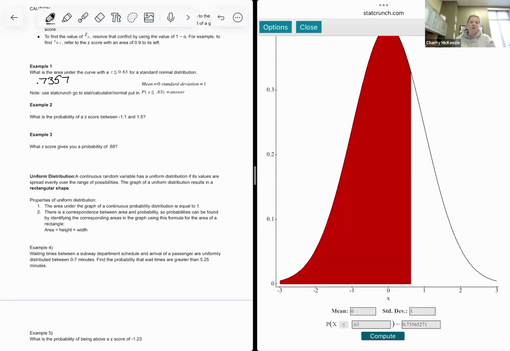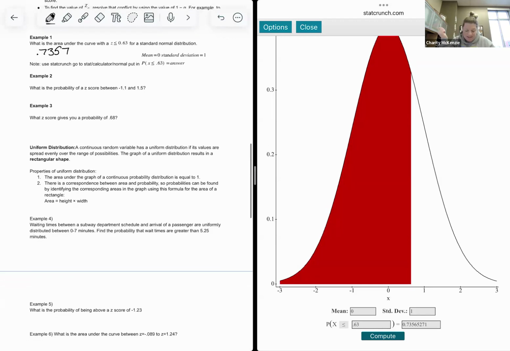So the answer is 0.7357, and you usually go out about 4 decimals. So what is the area under the curve for the standard? The area under the curve is 0.7357. So that is called the probability or the area under the curve. Okay, so they all add to 1. The whole area adds to 1, so you can see that as a probability. We could use this to find certain probabilities.